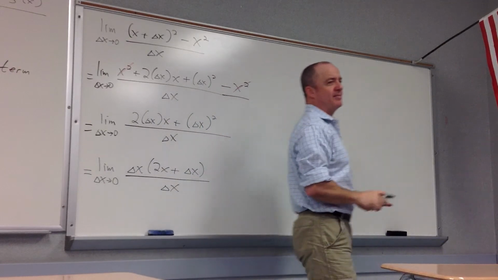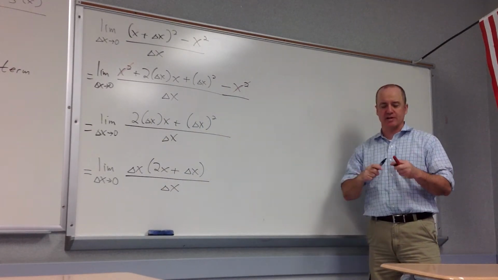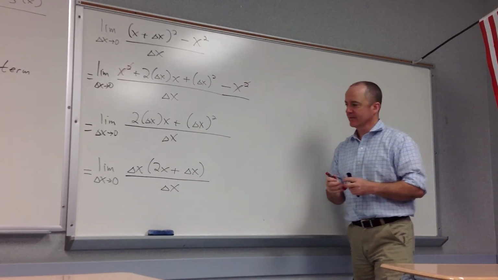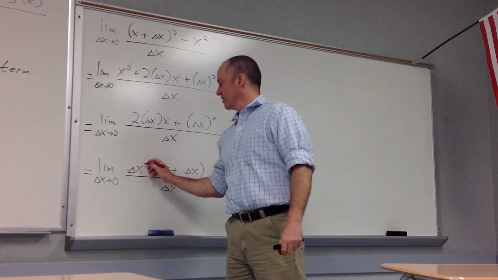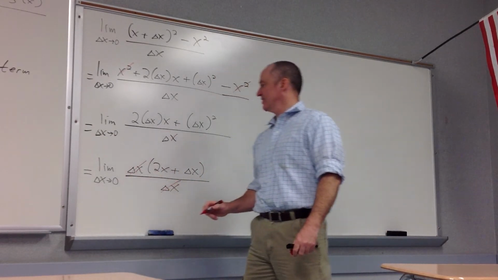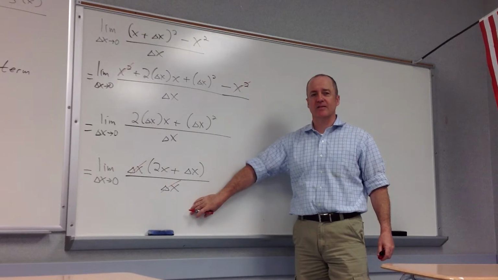Now, someone other than Remy, now that we factored those out, what can we do? Well, you can cancel these out, because they're not 0 yet. Then you get 2x plus 0, so you would get 2x.